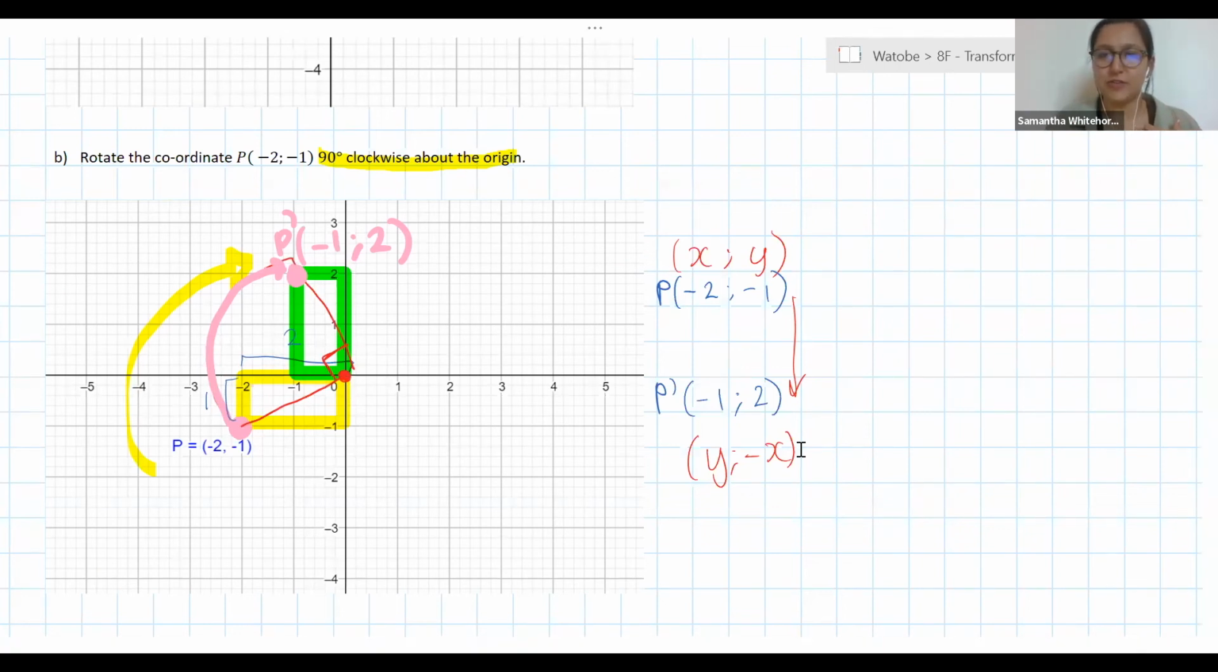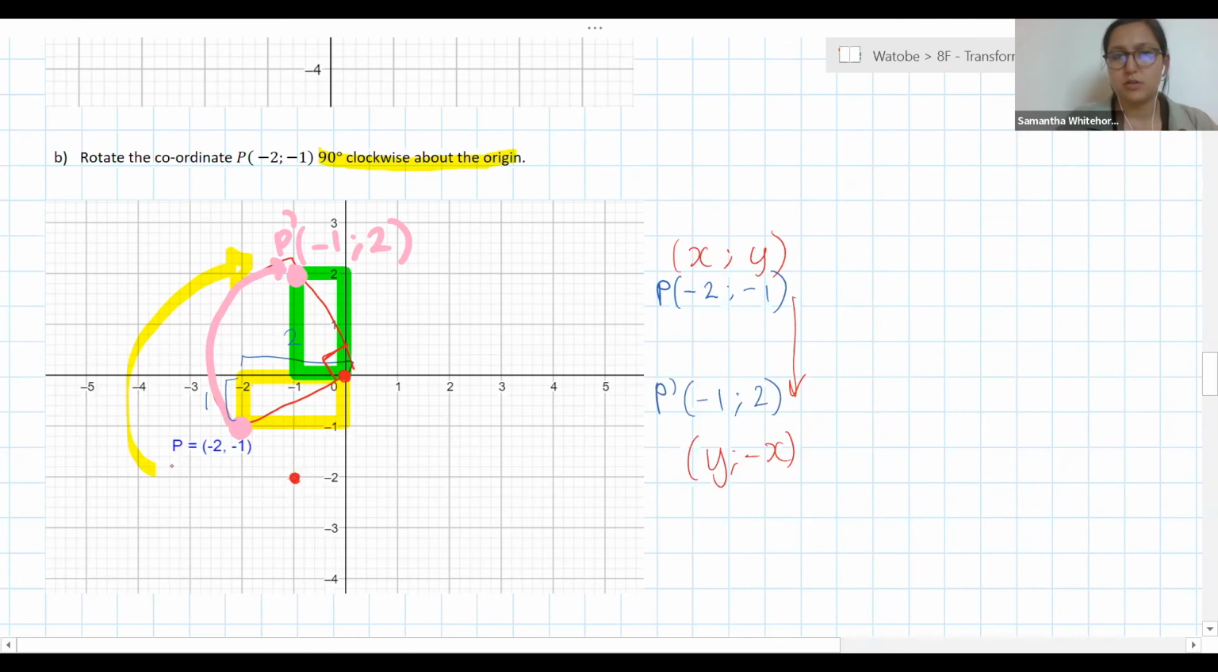Okay. Sejo, do you have a question for us? Ma'am, is it a must to start with -2, -1? What else would you start with? -1, -2. But -1, -2 is a point down here. That's not the coordinate that I'm working with. So no, this.